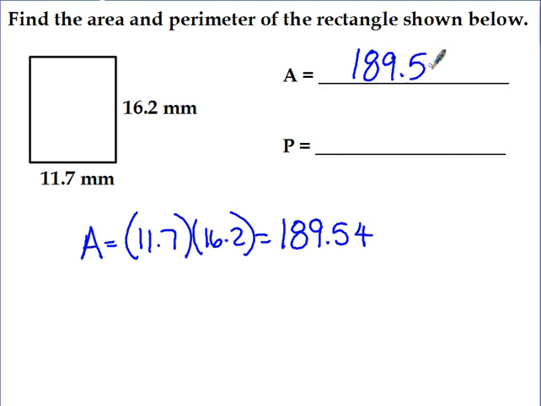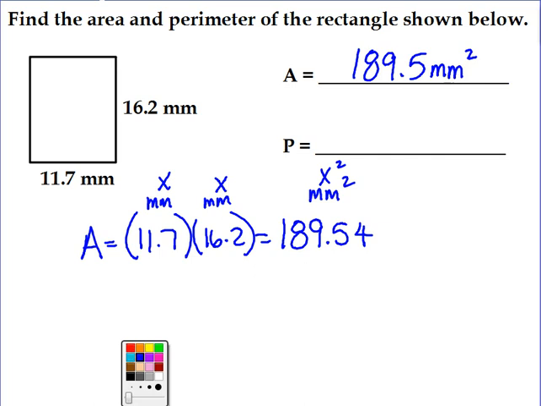And if you remember, units for area are always squared. And where that comes from is, think of this 11.7, that's millimeters. And this 16.2, that's also millimeters. So when you multiply something by itself, that means millimeters squared. So millimeters times millimeters is millimeters squared. Just like if you had x times x, then you would get x squared. It works the same way. So our area units are always squared.